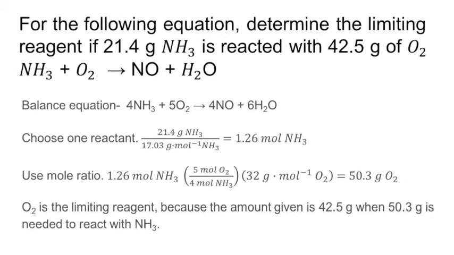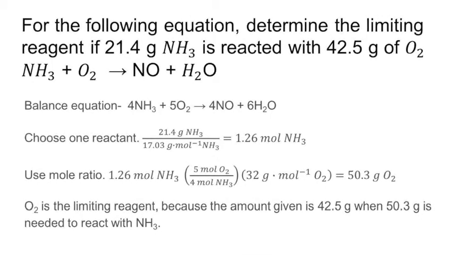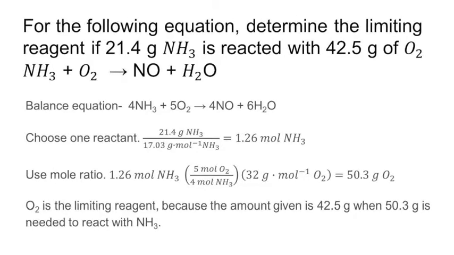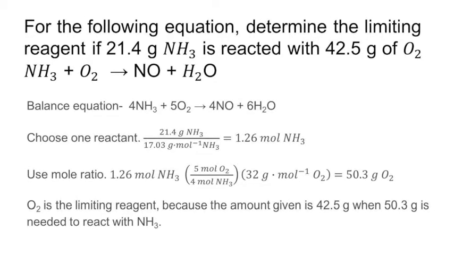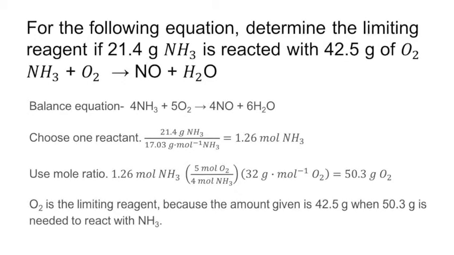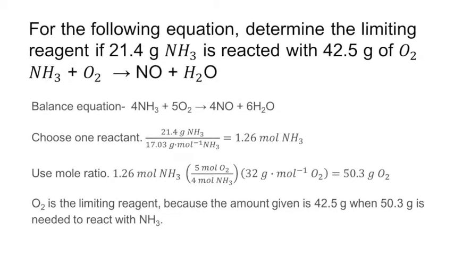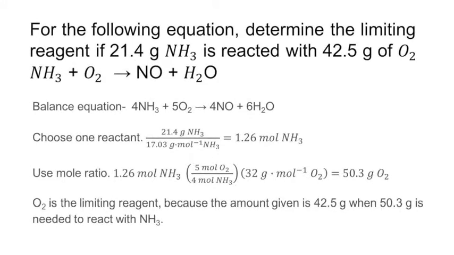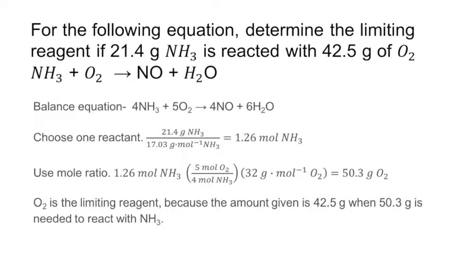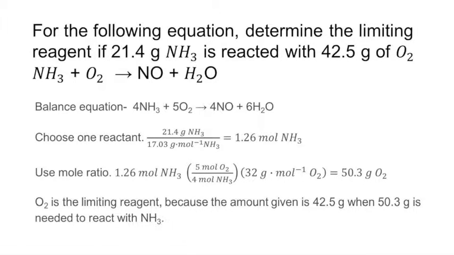So then we're going to use this mole ratio, and we're going to multiply it by 5 moles of O2 over 4 moles of NH3. So this is going to give us the moles of O2, and then we're going to multiply this moles of O2 by its molar mass to find the grams of O2. So O2 is the limiting reagent because the amount given is 42.5 grams when 50.3 grams is needed to react with NH3.